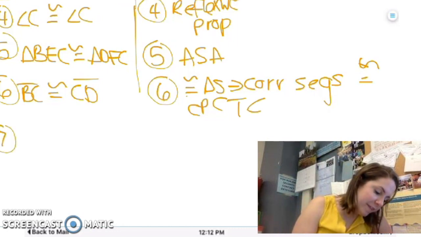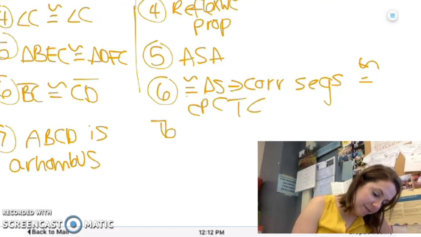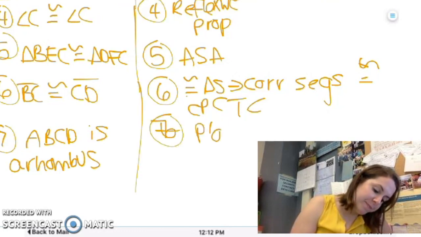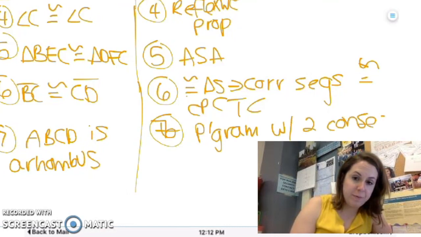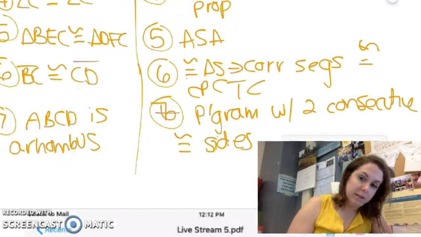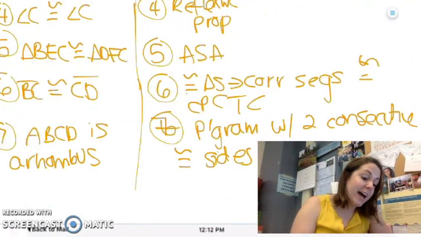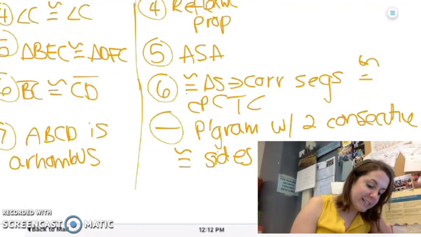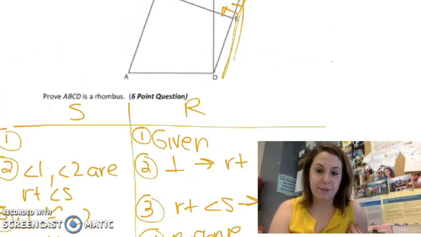And then if that's true, that means ABCD is a rhombus because 7, it is a p-gram with two consecutive congruent sides implies rhombus. Okay, so not the easiest proof, but again, everything boils back down to a triangle proof. And if you know it's a p-gram, what would make it a rhombus? You would need some congruent sides.